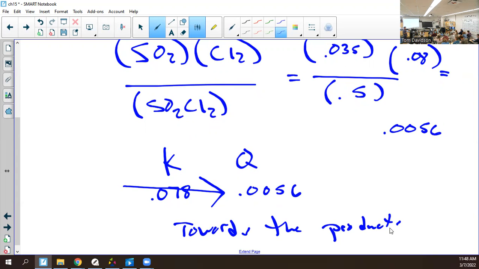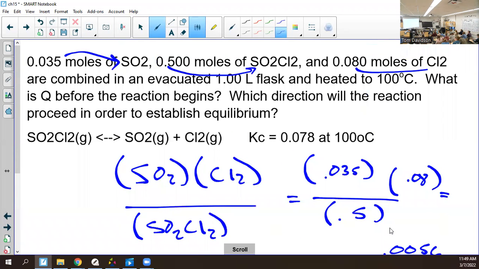Not that bad, was it? That's all. It gives you current concentrations. Like at this specific time, we have these concentrations. Then it gives you K, which would be those things at equilibrium, and it wants to know which direction it has to go.